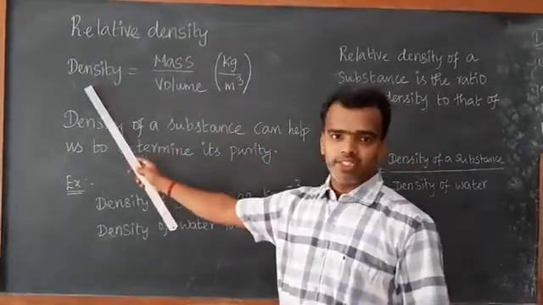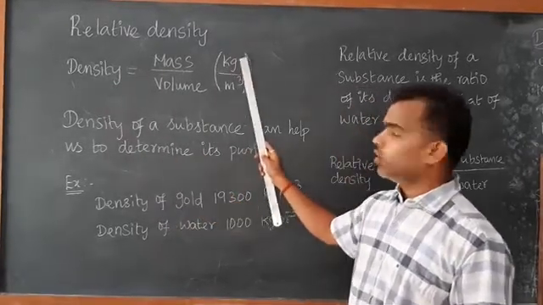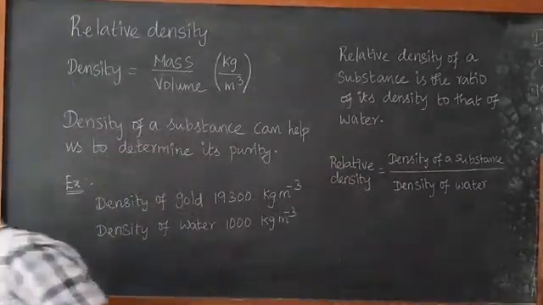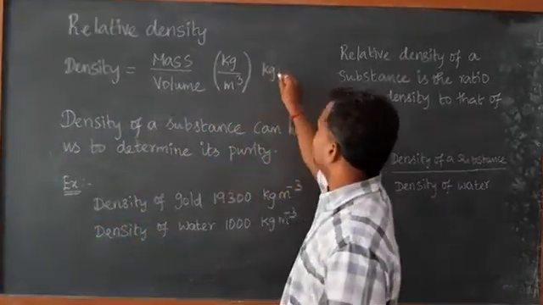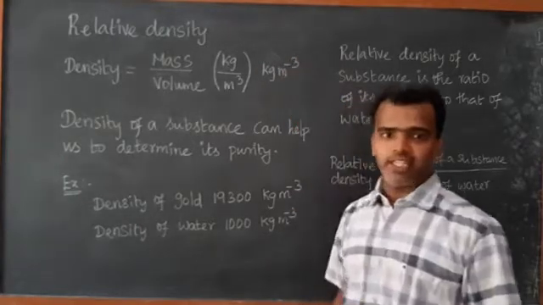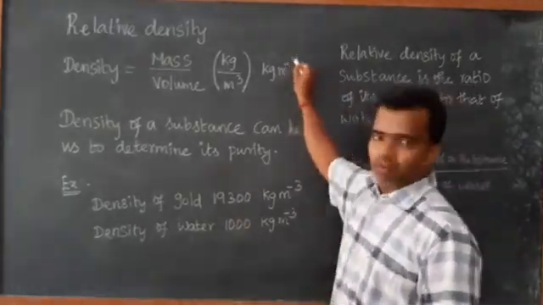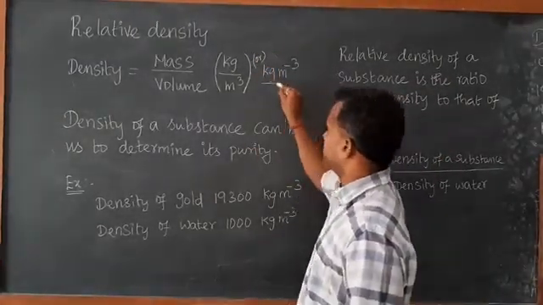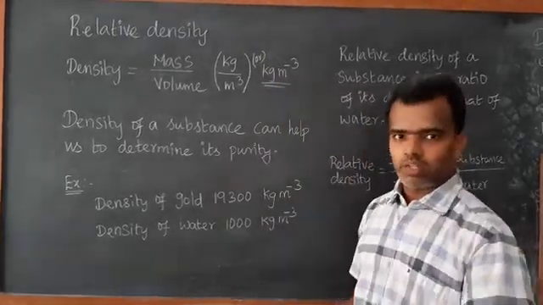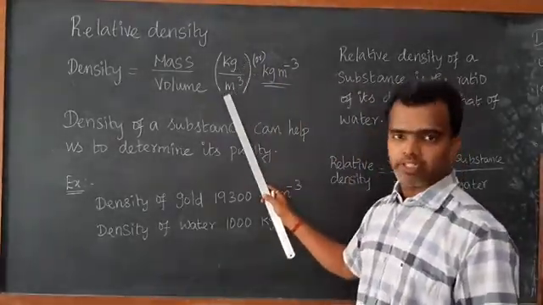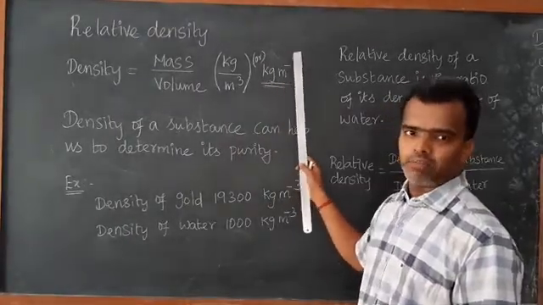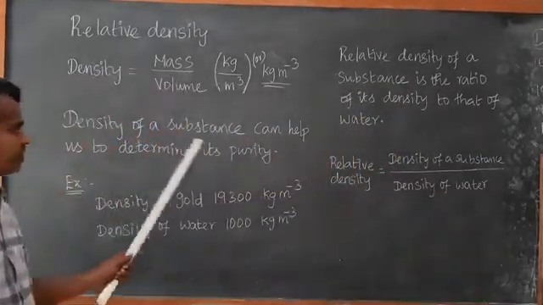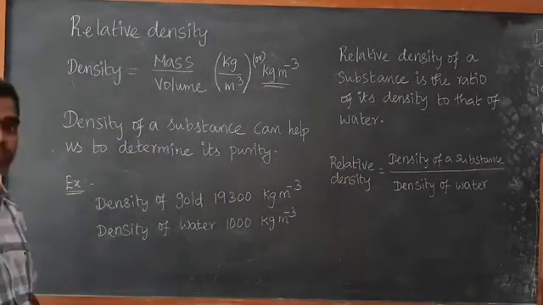Therefore, the SI unit of density is kilogram by meter cube, or otherwise we can write kg m to the power minus 3. Both are correct, either this one or this one. You can write whichever you like. And here I wrote that the density of a substance can help us to determine its purity.